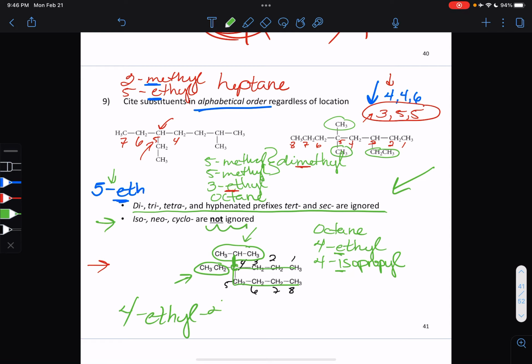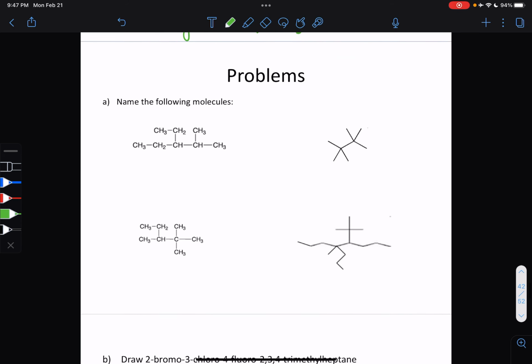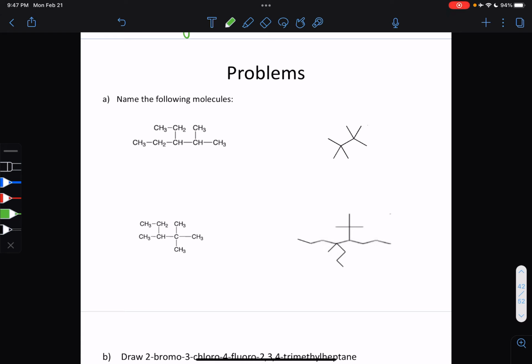So we have 4-ethyl, 4-isopropyl. Even though they are both on the same carbon of the parent chain, you need to identify the location of both of your branches. If you have 2 branches, you need to have 2 numbers. If you have 3 branches, you need to have how many numbers? 3. Good. Okay, isopropyl, no space, octane. Woohoo! Got that one done, and we can move on to some more problems. Aren't you guys super excited about this? Yay, problems!